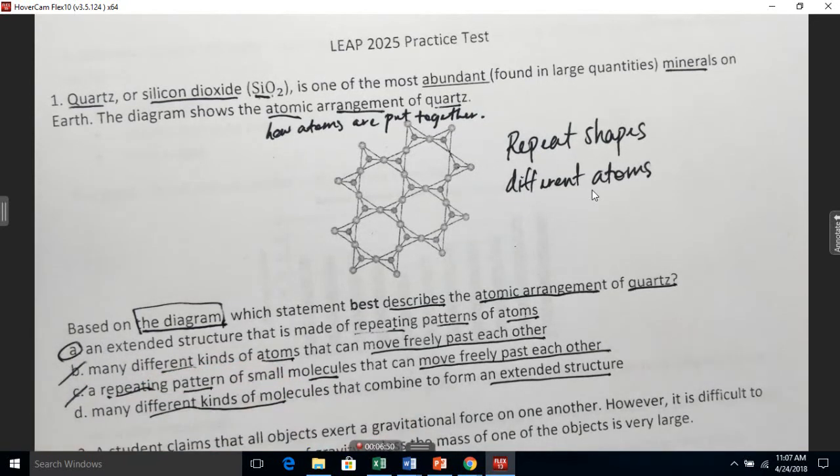A. Who missed it? Who missed number 1? You got number 1 wrong. So y'all chose D? Many different kinds of molecules. Molecules. The atoms make the silicon dioxide molecule.